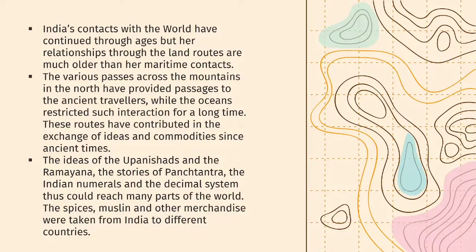Imagine, without technology we cannot even pass a single message today from one end to the other. But dating back many years, India deliberately shared many things related to the Upanishads, the Ramayana and the stories through the routes. Also spices, muslin and other merchandise were taken from India to different countries. This is how India provided a central point of contact. Every country was connected and started exchanging ideas, spices and the religious practices they followed.